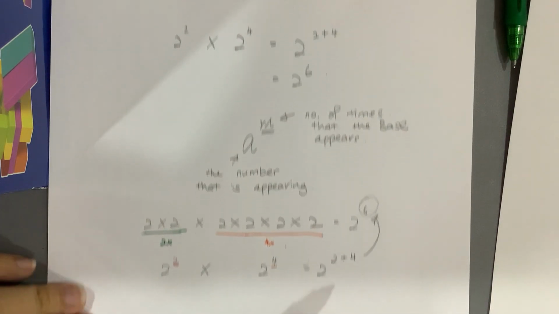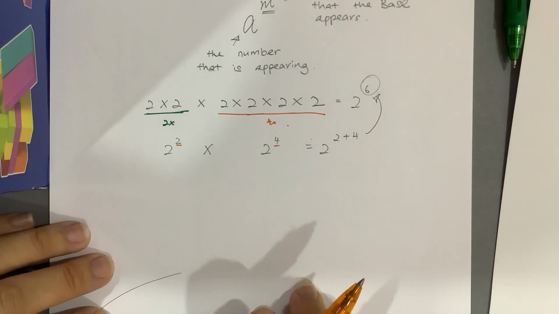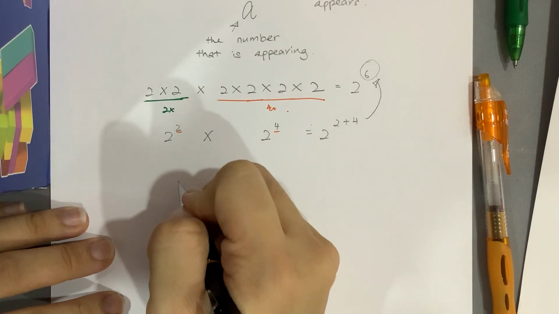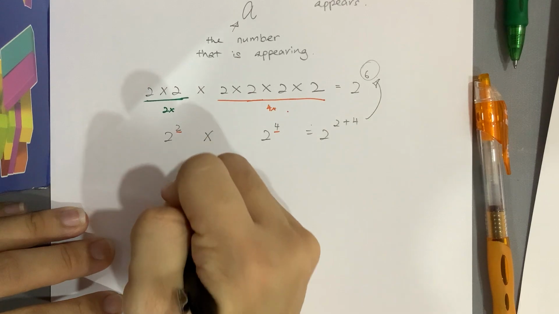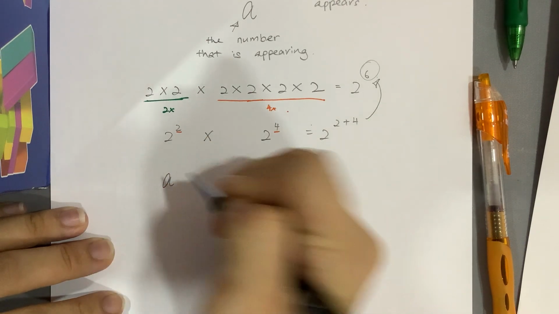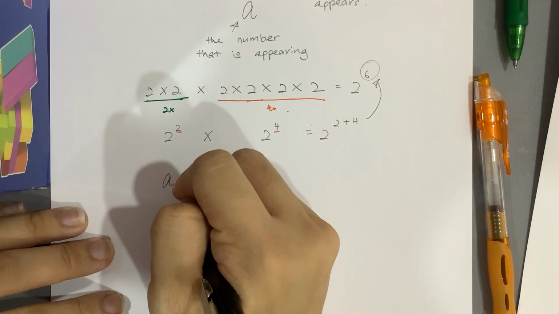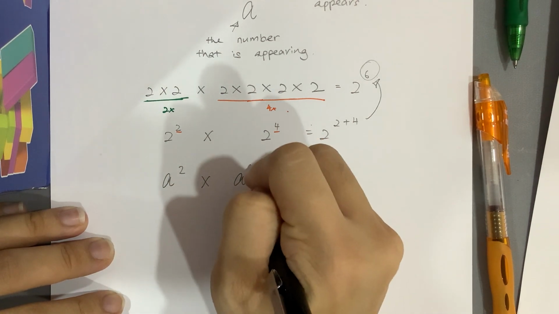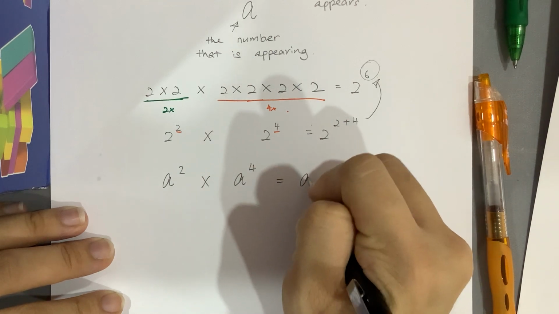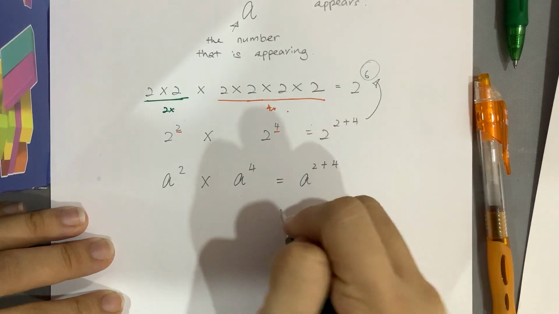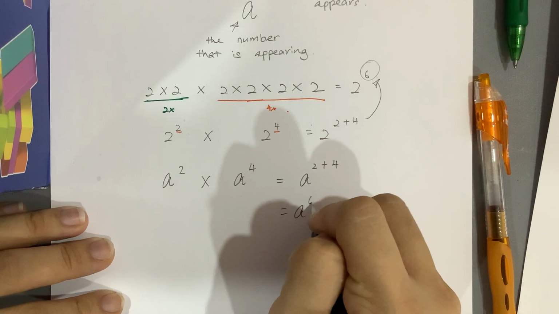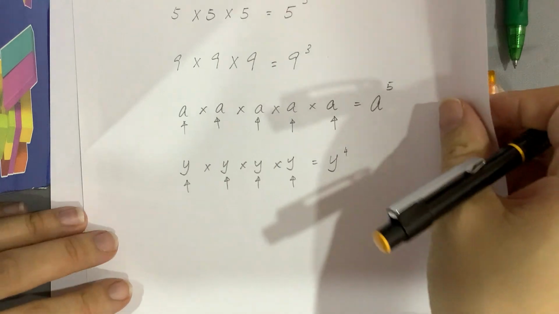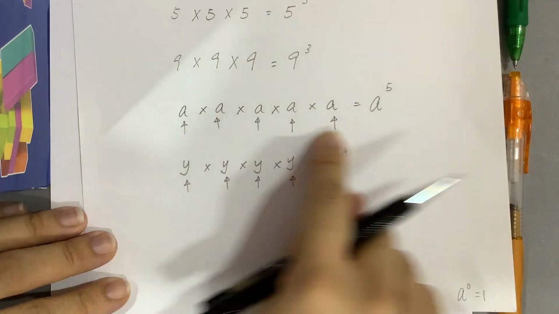Okay, so we translate this to, if you want to apply the formula, after understanding, it will be a to the power of 2 multiplied by a to the power of 4. It will give you a to the power of 2 plus 4, which is a to the power of 6. Okay, so if you refer back to this, it's the same thing.